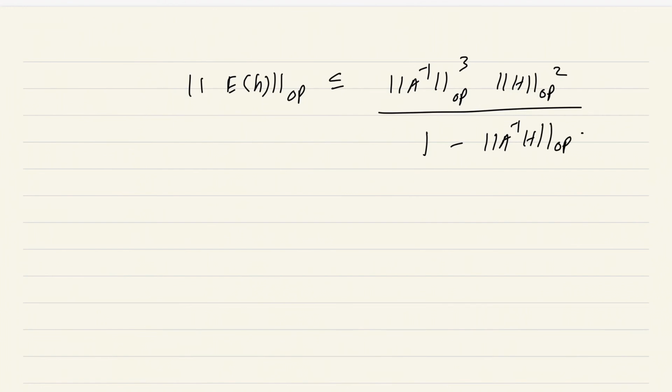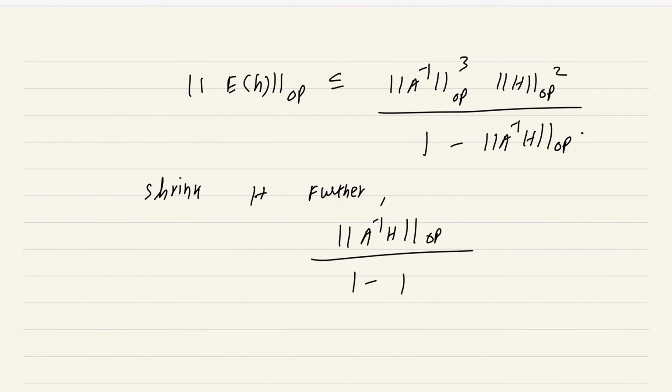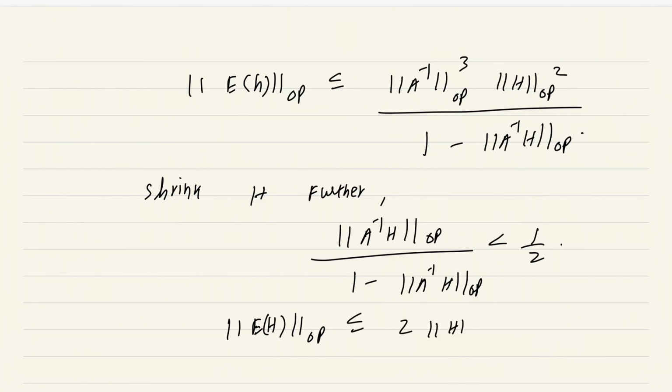Okay, now shrink H further, that is make H closer to 0, to make sure that norm of A inverse H operator norm divided by 1 minus norm A inverse H operator norm is less than half. This can be certainly done. Once you do this, you will get that the norm of E of H operator norm is less than or equal to 2 times norm H squared, the operator norm, times A inverse's operator norm cubed. Okay, which is sublinear clearly. Hopefully I have not made any errors. Even if I have, these errors will not really matter for the qualitative nature of the proof. Ultimately we get that E of H is sublinear. So this was a difficult example involving the computation of a derivative map.